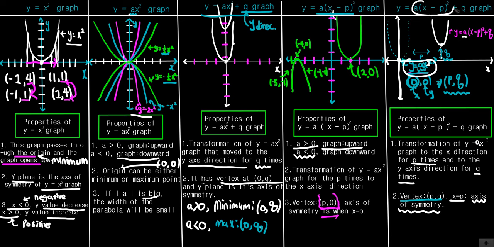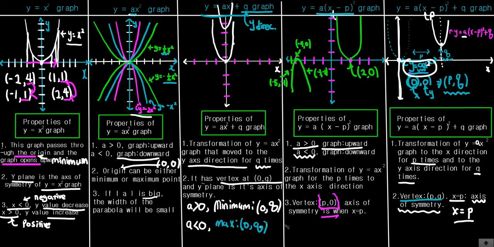P minus p turns to 0, and then this whole expression will turn to 0. So we can say that the axis of symmetry is the case when the x value is equal to p. And in order to find the axis of symmetry, all we have to see is, for that quadratic function, the x value which makes this whole expression turn into 0.